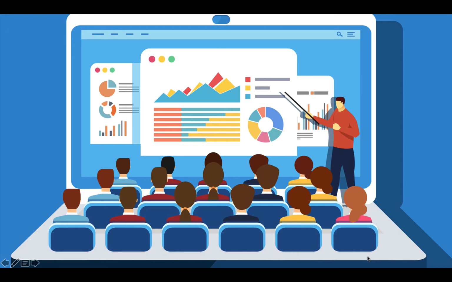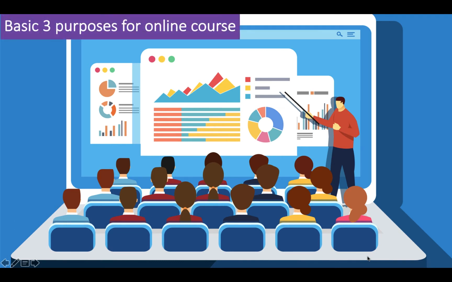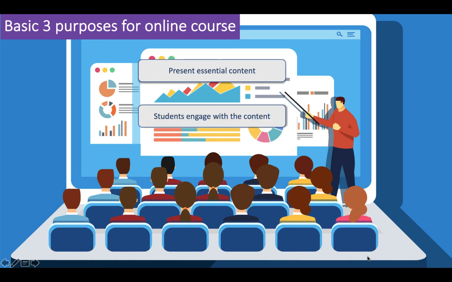So let's just find the most important things about an online course. There are actually three major purposes for an online course. The first one is to present essential content. In a face-to-face environment, we usually use PowerPoint, we use videos, we talk, and then we probably show them some handouts like book chapters, a research paper, a report, things like that.